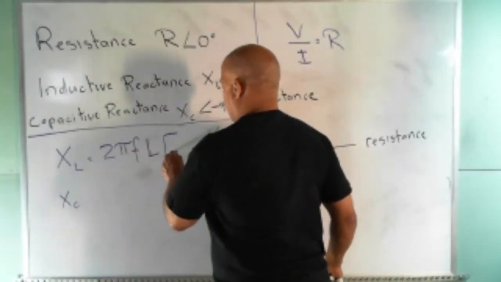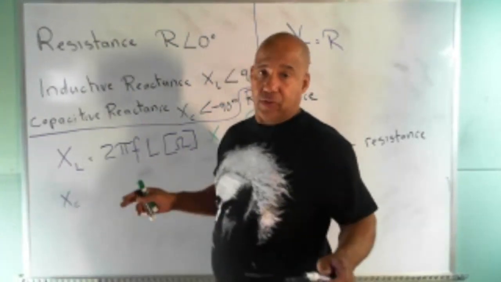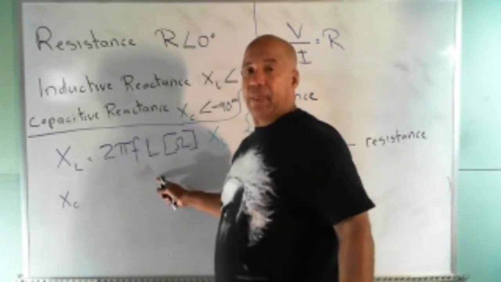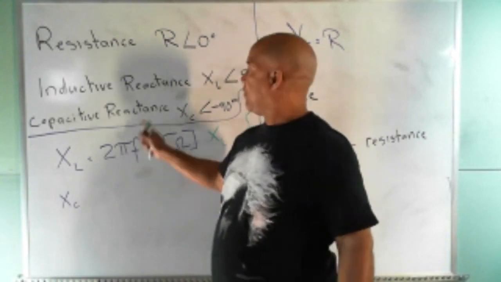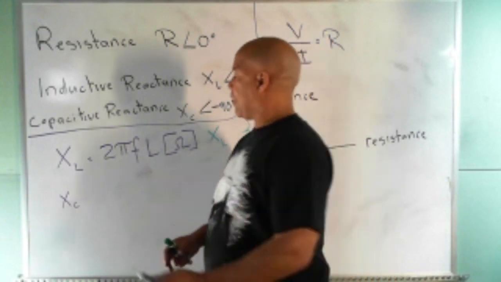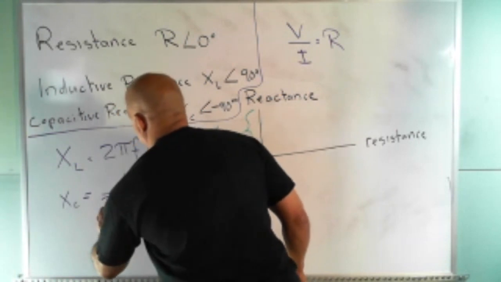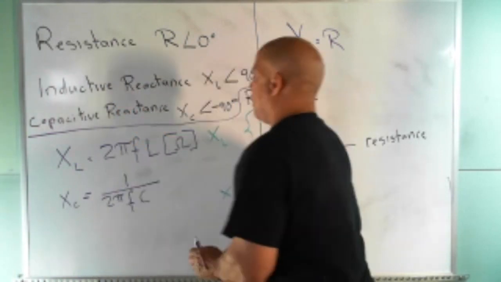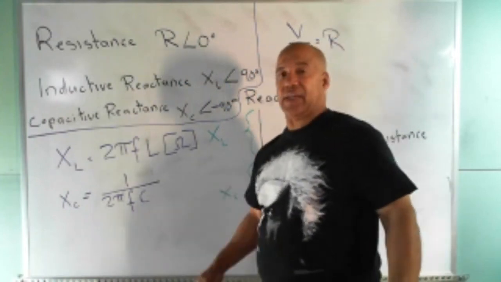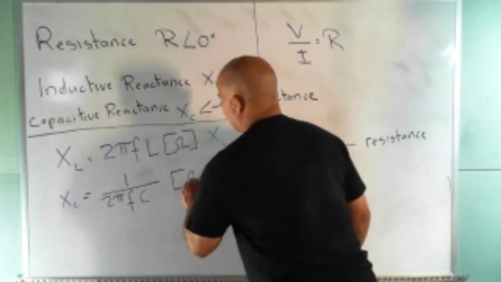And the units are in ohms. So if I want to calculate the magnitude, inductive reactance is 2 pi FL, where F is the frequency of the generator and L is the value in henries of the inductor. And for capacitive reactance, it's 1 over 2 pi FC, again where F is the frequency of the generator and C is the value of the capacitor, and its units are in ohms.